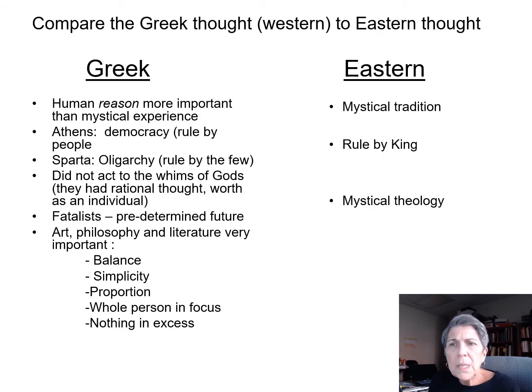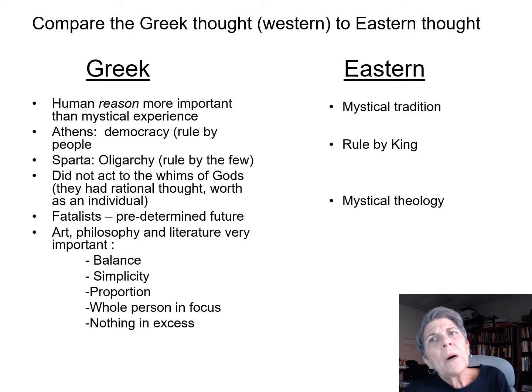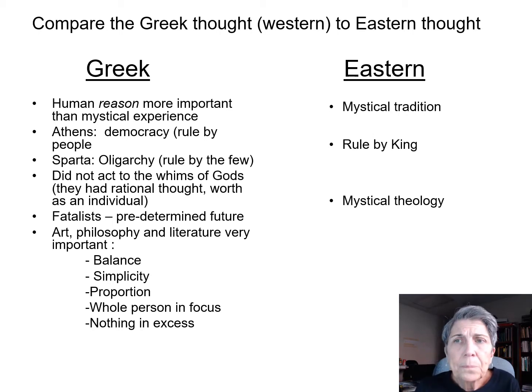Now, I'm not going to read all of these words because you can do that on your own. I just want to tell you what I think as the bigger, larger picture. When I think of the Greeks, it's about the rational, democracy. They developed democracy, simplicity. They lived very simply. They ate very simply. Everything in moderation. And their art and literature reflects that.